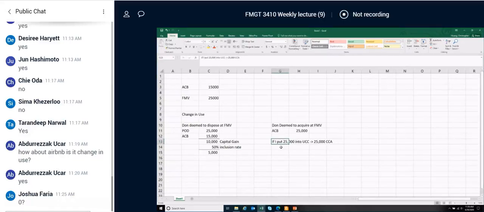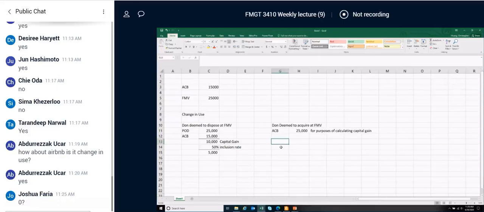Is that fair? The government said, no, I don't want to give you free CCA. So what did the government say? ACB is $25,000 for purposes of calculating capital gain. And then the government said, we need to create a rule that says we're going to pretend cost for UCC purposes is different than cost for purposes of calculating capital gain.